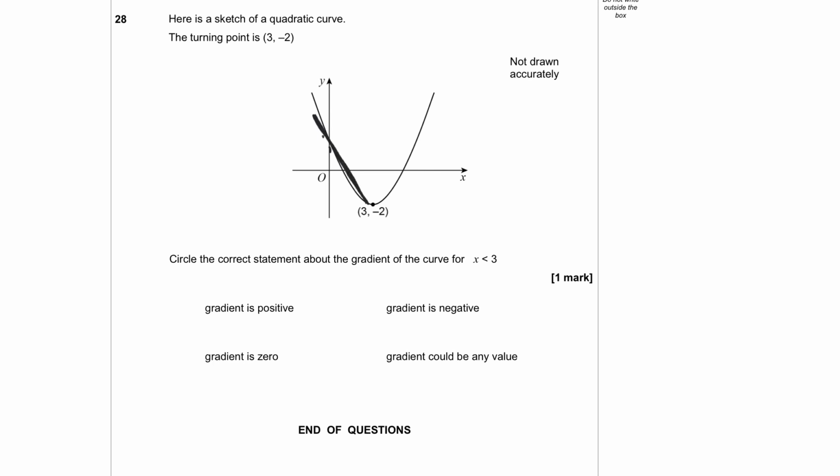Well, the slope is going down, isn't it? So if you have a slope that's going down, that means it's a negative gradient. That's literally it.